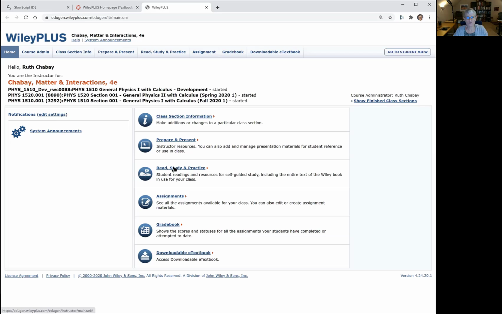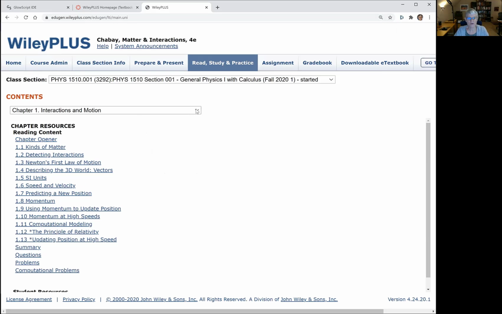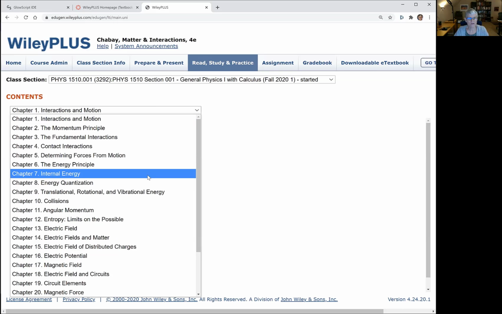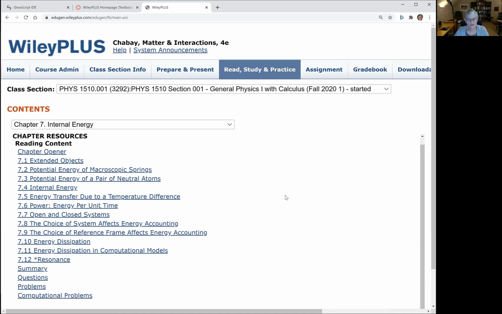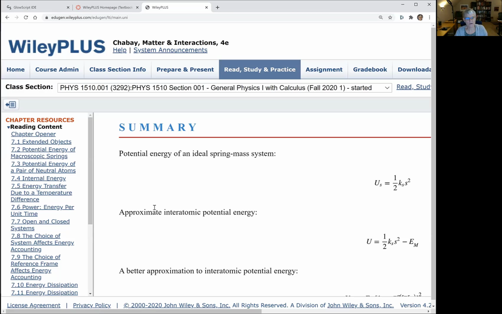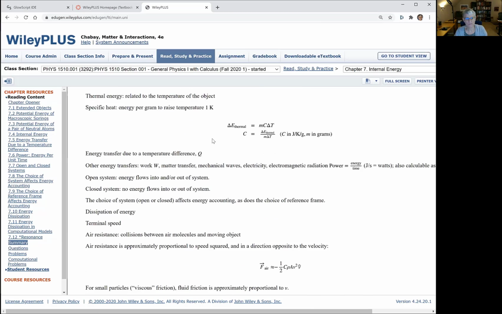And if you go to this section called Read, Study, and Practice, you'll find a different way of looking at the textbook. So we can choose a chapter here. Let's choose chapter 7 because that's what we're on. And we see that there are the usual pieces, the table of contents and whatnot, but there are some pieces that don't show up in the assigned readings often. At the end of the chapter, there is a summary page that has a summary of ideas and equations that are discussed in the chapter.